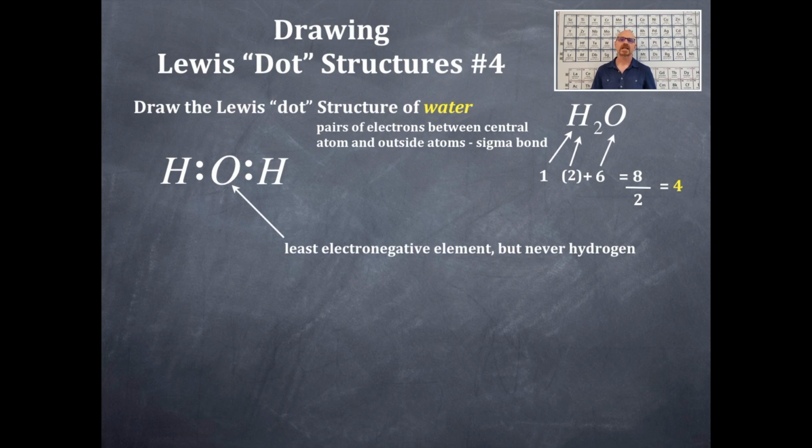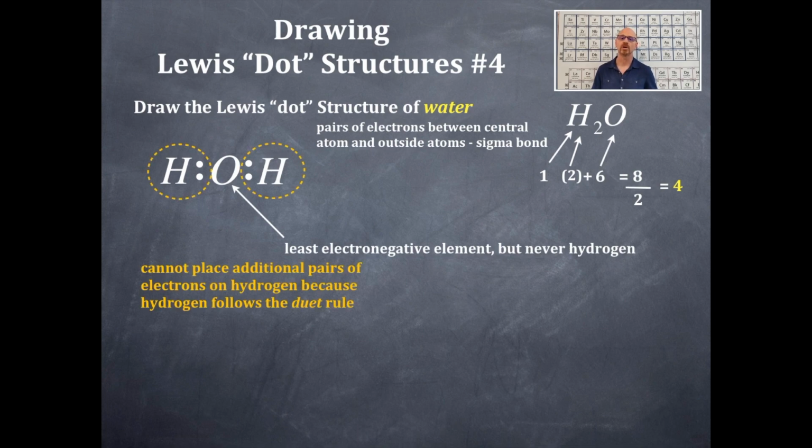Okay? Now, the next thing I'm going to do is follow the next rule. So the next rule is to place lone pairs of electrons on the outside elements. The outside elements are hydrogen. Now, hydrogen follows what's called the duet rule. So the duet rule has been satisfied. You cannot add any more electrons to hydrogen. Therefore, we skip that rule.